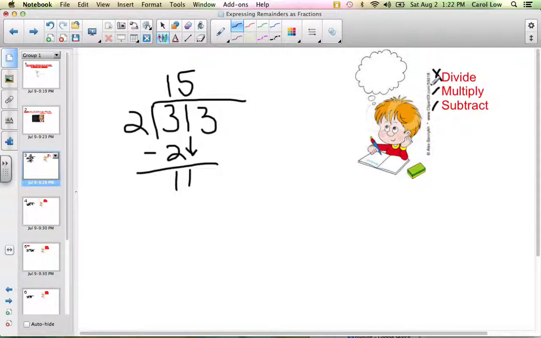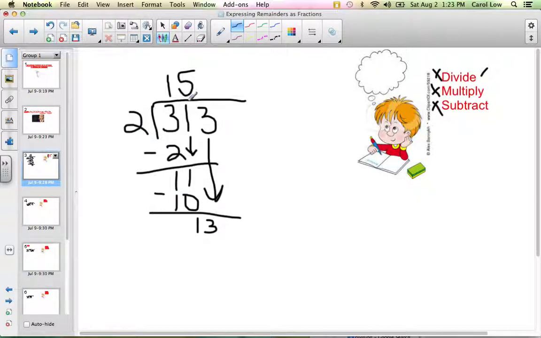Multiply. Put my little mark there. 5 times 2 is 10. And I write that down here. And the next thing I do, you got it, is I subtract. 11 take away 10 is 1. I bring this down and I divide. Now I'm going to put the mark over here. I'm going to write that down. So 13 divided by 2.